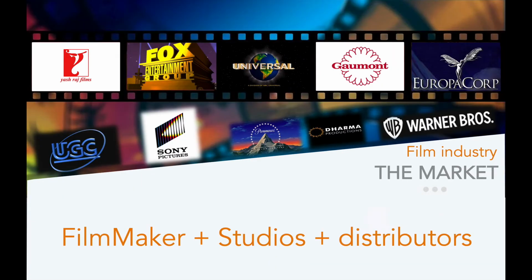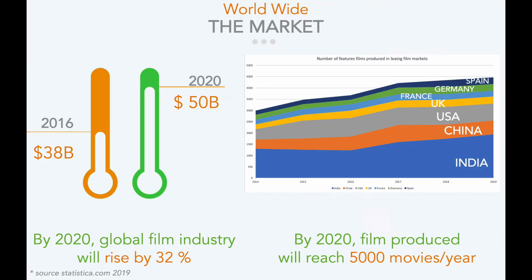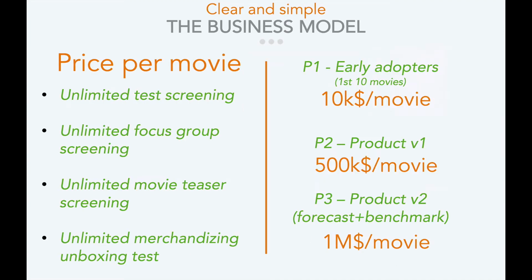And what about the market? We will address the whole film industry in China, USA, India, and Europe. But how big is it? In short, we are talking about a $50 billion growing industry. Our model will be so simple. Nowadays, a traditional test screening costs $20K one shot. In real time, we will apply a one-shot price per movie, but for unlimited A/B testing.